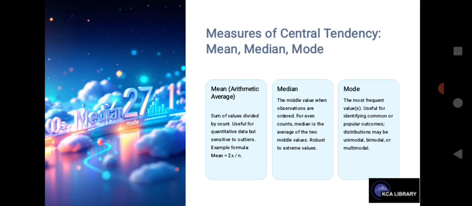Then for mode, mode refers to the most frequent value or observation, and this is useful for identifying common or popular outcomes. Distributions may be unimodal, bimodal, or multimodal.